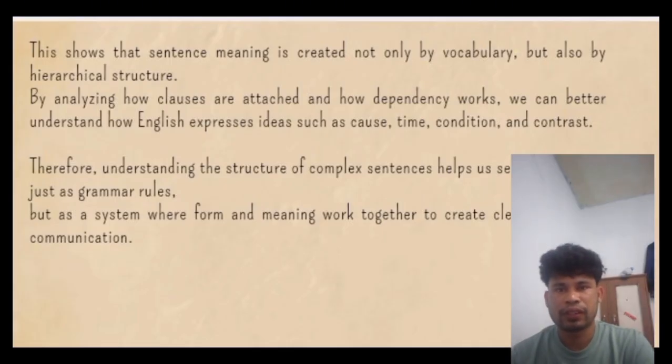Therefore, understanding the structure of complex sentences helps us see language not just as grammar knowledge, but as a system where form and meaning work together to create clear and logical communication. Thank you.